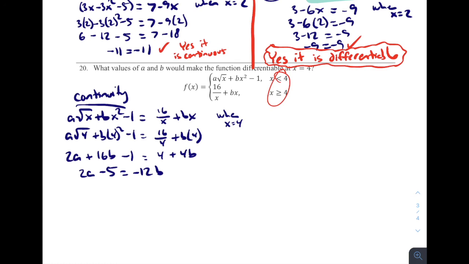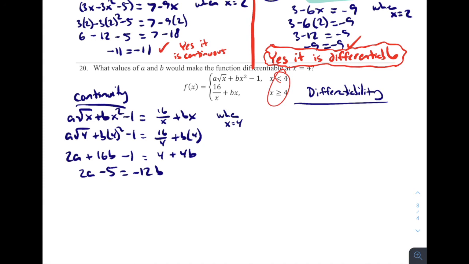That is our continuity piece. Now this is interesting that we don't know what a is and we don't know what b is, which means we want to jump to the differentiability side and see if that can give us any more information about a and b. So the differentiability side, we want to take the derivatives and we want to set those equal to each other.